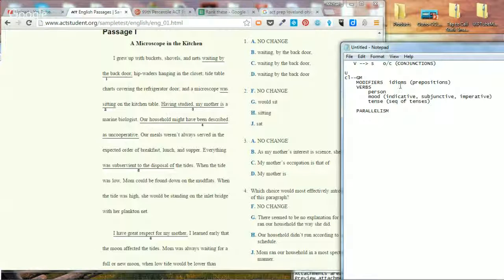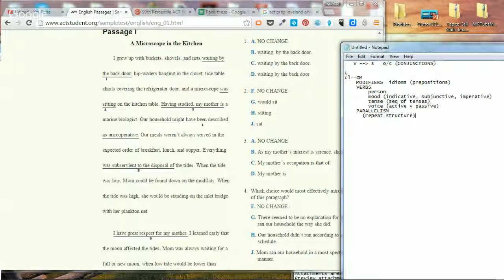Finally, we have voice under verbs. With voice, we're talking about active versus passive. So I threw the boy versus the boy was thrown by me. We prefer the active. And then we have parallelism, which we implied here when we were talking about prepositions. Parallelism is when we repeat structure to make a comparison.